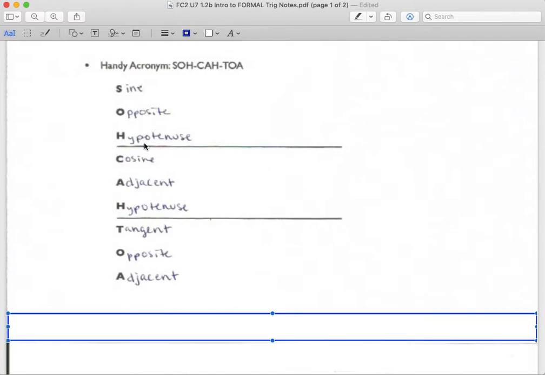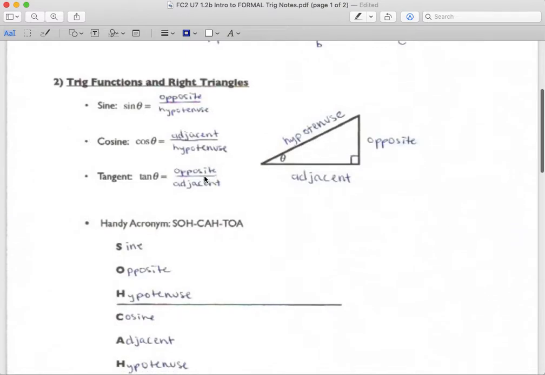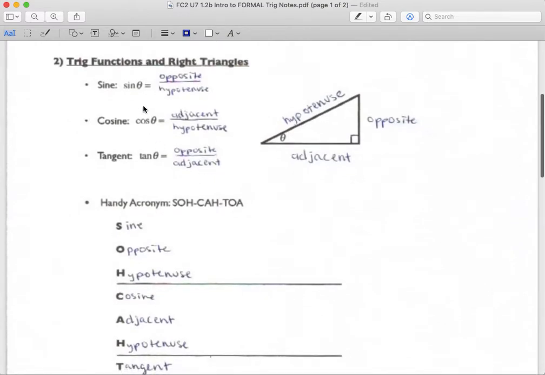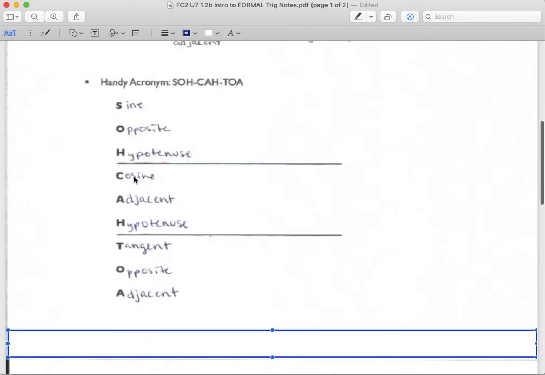Well, it's opposite over hypotenuse. Now, I'm saying the sine of theta equals opposite over hypotenuse, like what we have over here. And you're wondering, okay, great, but what's the benefit to that? Where is that going to take me? That's what we'll cover tomorrow in the notes. Or not necessarily tomorrow, potentially Wednesday. So the handy acronym, SOHCAHTOA.